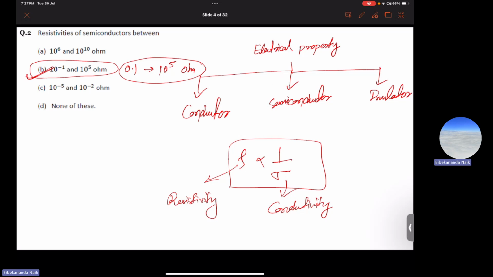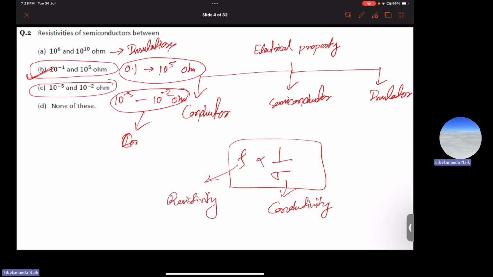If you talk about insulators, insulators have very high resistivity, with resistivities that range from 10 to the power 6 to 10 to the power 10 ohm. And conductors have very low resistivity, that is 10 to the power minus 5 to 10 to the power minus 2 ohm.